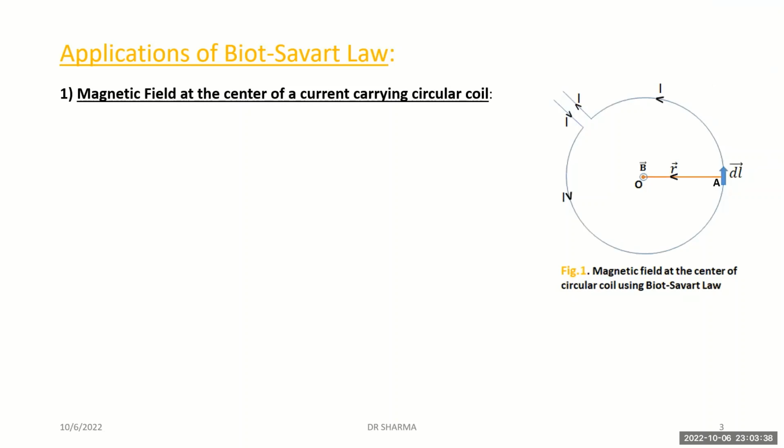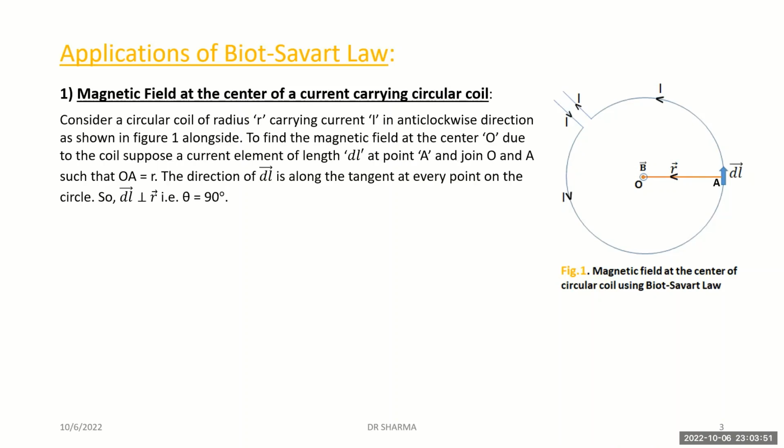Here we consider a circular coil of radius r carrying current I in anticlockwise direction as shown in figure 1 here. To calculate the magnetic field at the center O, consider a small element of length dl at point A, then join O and A such that OA is equal to r.